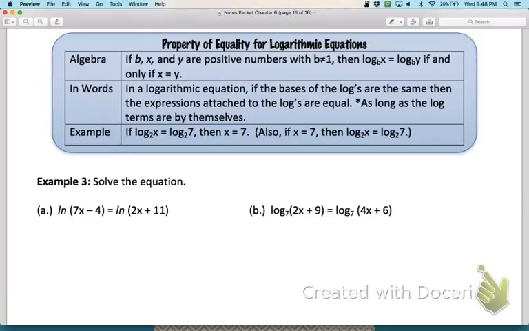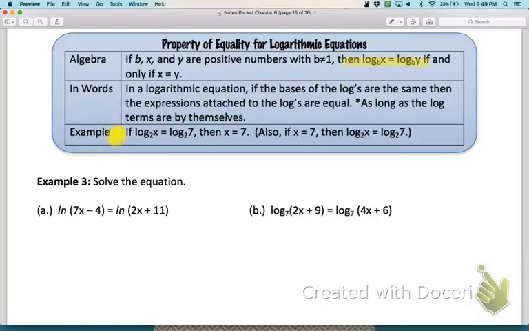The gist of it is that if the log base b of x is equal to the log base b of y, then x has to be y. Log base 2 of 5 is only going to be log base 2 of 5. They have to come out to be the same exact thing. So in the example down here, if the log base 2 of x is equal to the log base 2 of 7, then x has to be 7. That's the only way I can make that log base 2 the same as the other side.